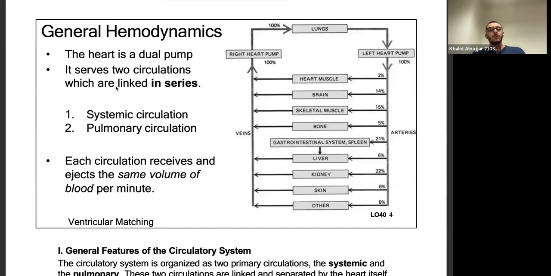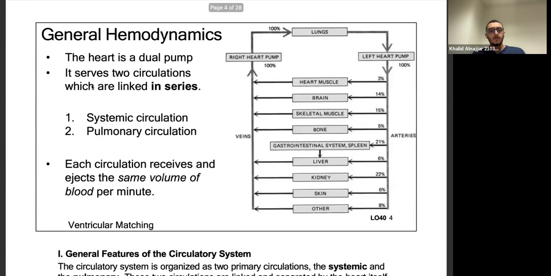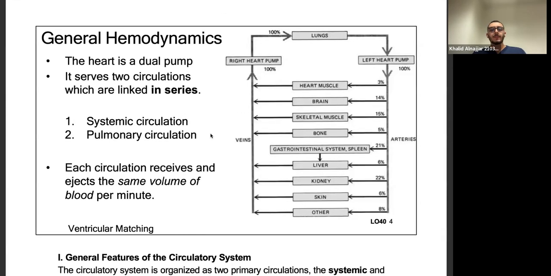The doctor here wants you to know that the circulation in our body is either in series or in parallel. What's the difference between these? Basically, the difference is how you can control the circulation. From this slide, you just need to know that circulation in series is basically either the systemic circulation or the pulmonary circulation.